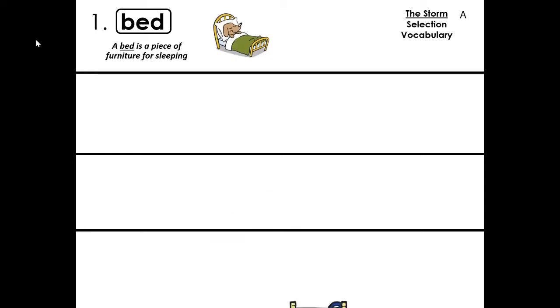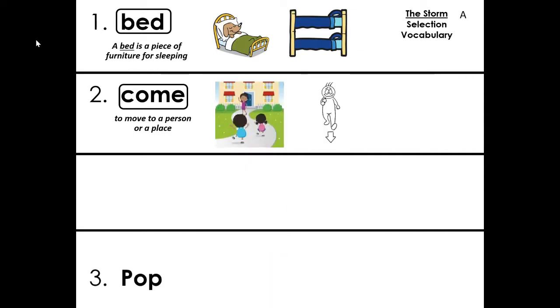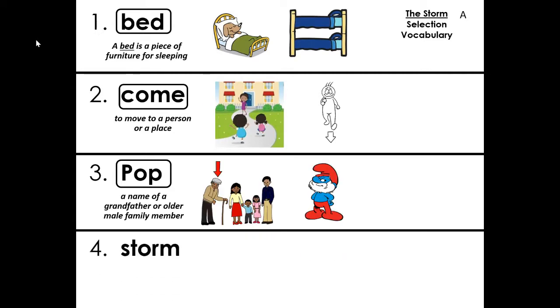All right, so let's review the vocabulary words. Number 1, do you remember this word? Bed. A bed is a piece of furniture for sleeping. Bed. Number 2, come. Come means to move to a person or place. Come. Number 3, pop. A name of a grandfather or older male family member. Pop. Number 4, storm. A storm is a strong wind with rain, sleet, or snow.